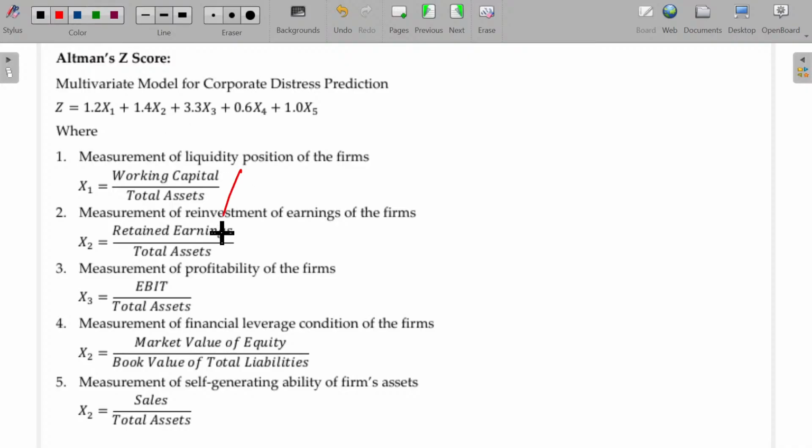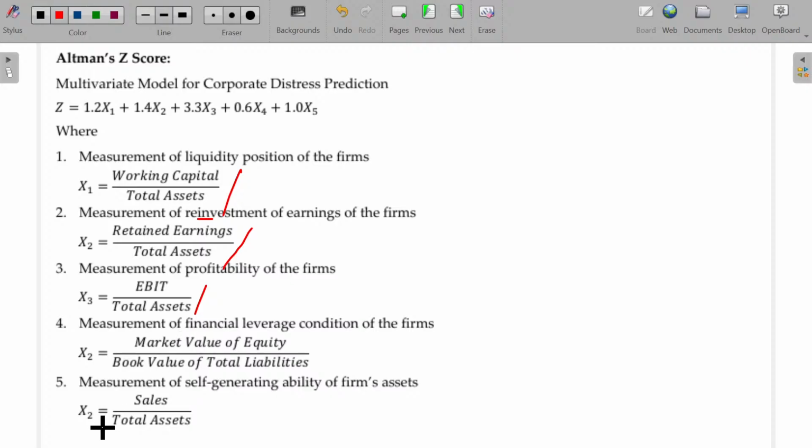Working capital by total assets. Why do we use this ratio? Working capital divided by total assets: liquidity. Retained earnings by total assets: ability for reinvestment. How much of your income is reinvested? That is called reinvestment.